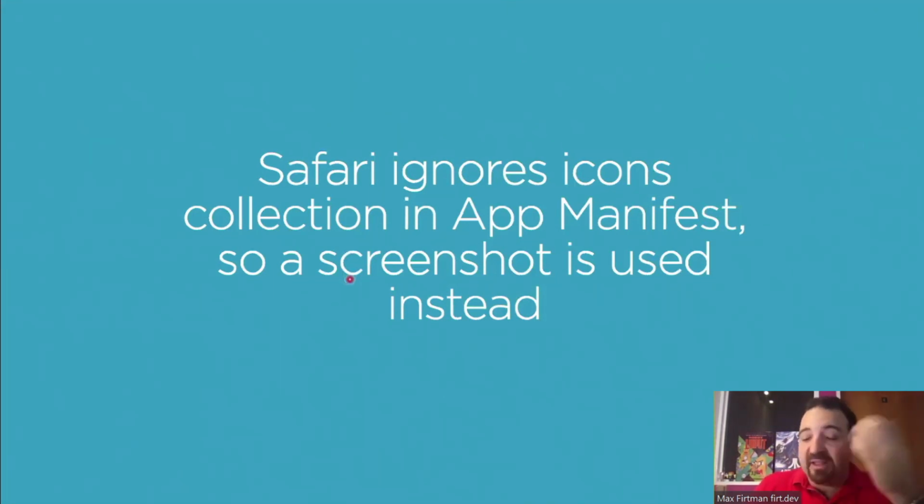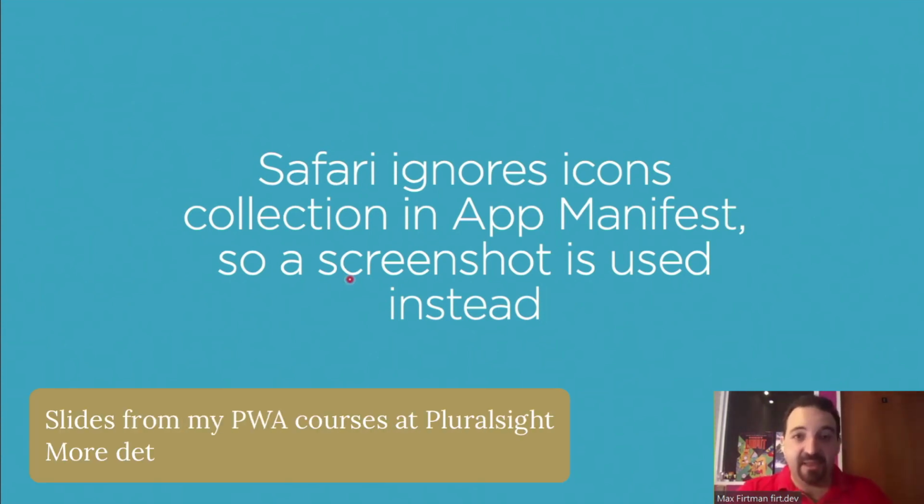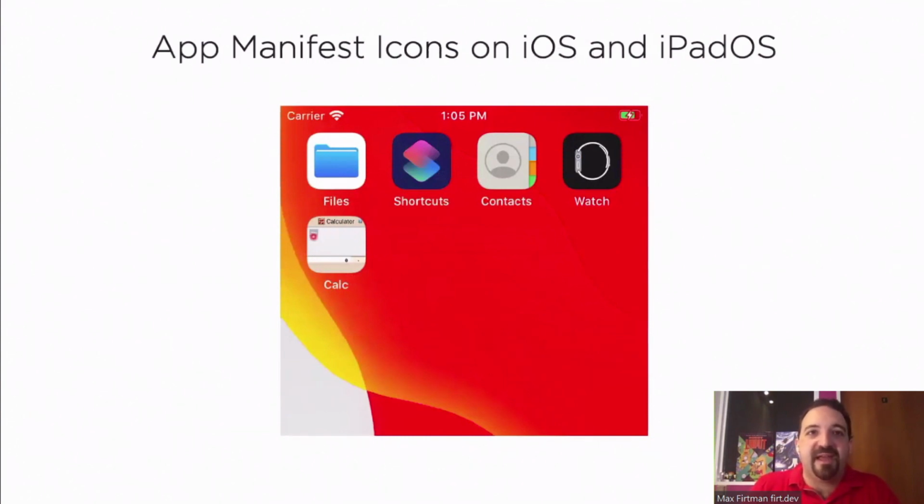So now talking about Safari and iOS, Safari ignores the icons collection in the app manifest. Okay, so by default, it's not using your icon, and a screenshot is used instead. And there are still a lot of PWAs out there not providing a special icon for iOS. So they're trusting that Safari will take the icon from the manifest, but that's actually not happening. So what you see is, for example, in this case, the calc PWA that you see here, you don't see the icon, you just see a screenshot, okay, of your PWA. That might be good or not, it depends on the case.